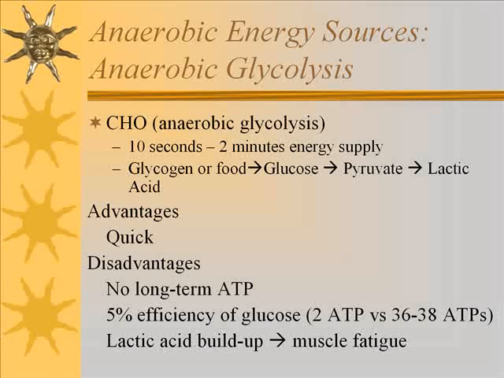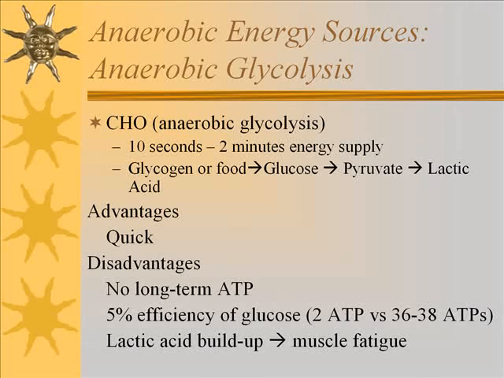A third source of energy in an anaerobic state, and this is for a slightly more prolonged period of time that we can produce some energy, is called anaerobic glycolysis. And you'll see that CHO is at the top here. That stands for carbohydrate. That's the substrate that we're breaking down. So we take something like glucose and it goes into a pathway called anaerobic glycolysis, meaning no oxygen available, and we're going to break that glucose down.